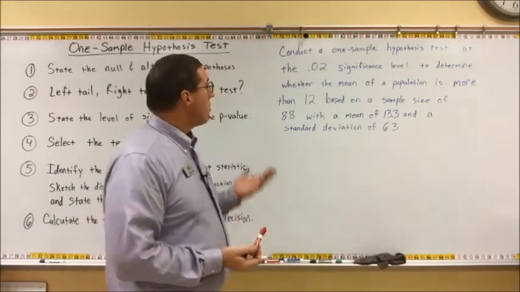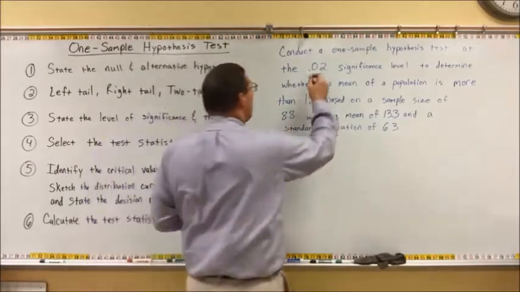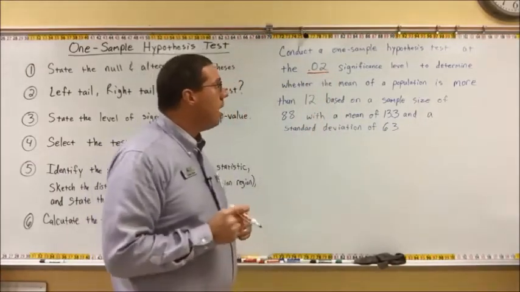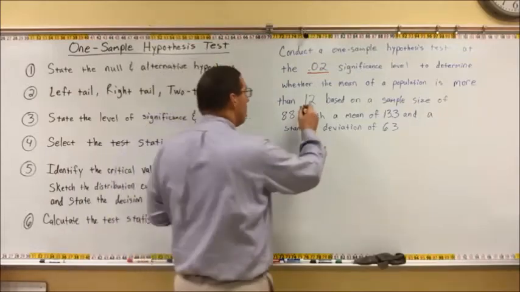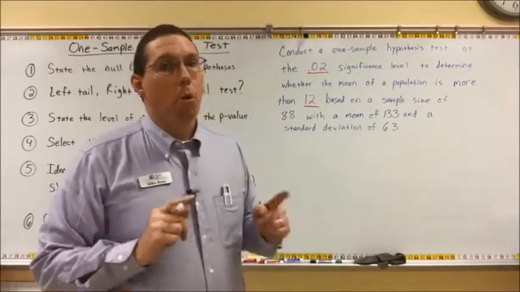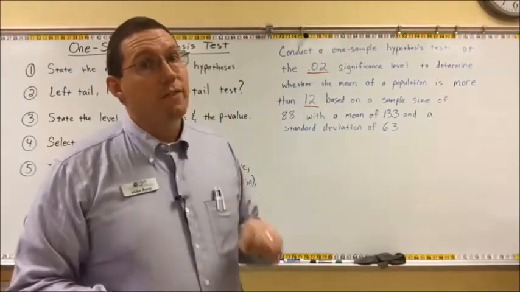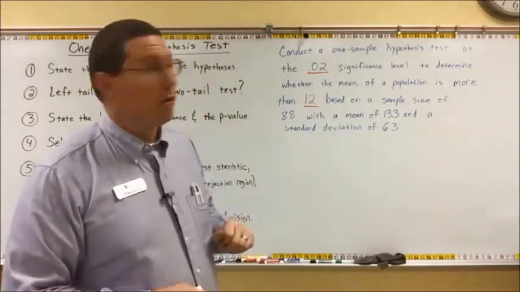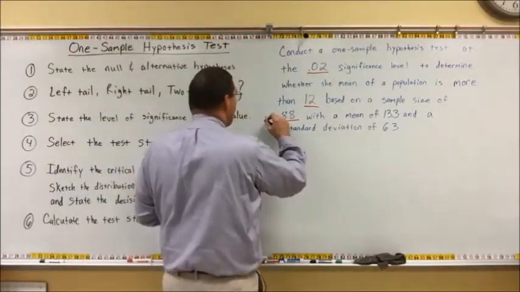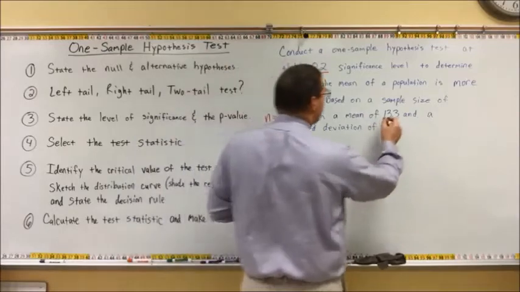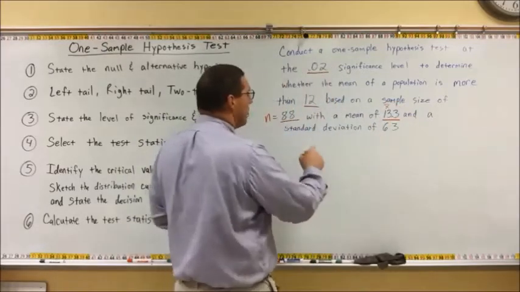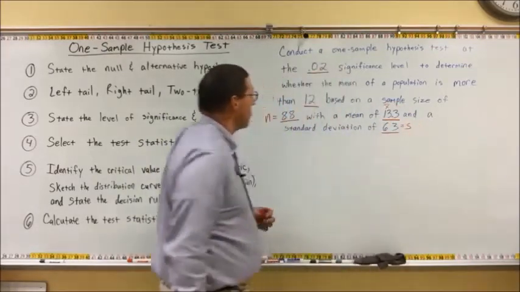All right, here's another example. It says conduct a one-sample hypothesis test at the 0.02 significance level to determine whether the mean of a population is more than 12. More than, not different than, but more than. So this is not going to be a two-tailed test. This is going to be a one-tailed test, a right-tailed test, because it says more than 12. Based on a sample size of 88, that means n is equal to 88, with a mean of 13.3, that's x bar, and a standard deviation of 6.3, that's our S, that's our sample standard deviation.